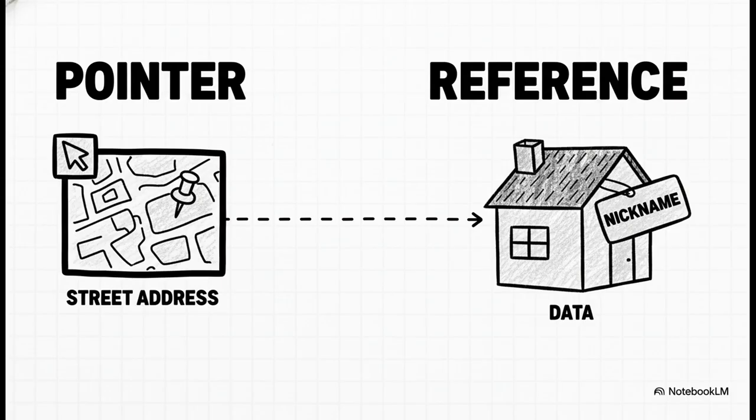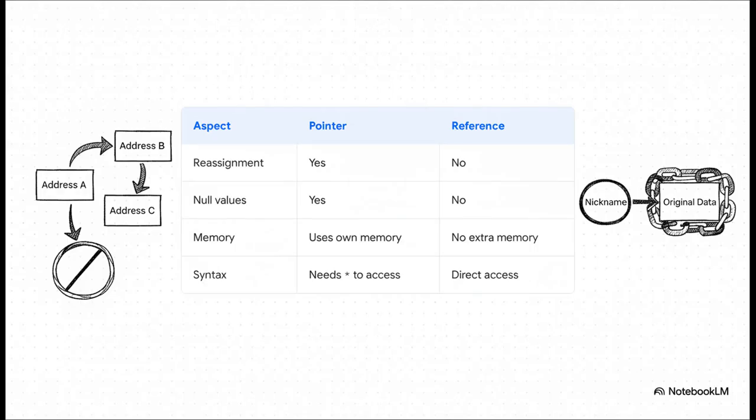And two of the most powerful tools for this are pointers and references. And I love this analogy. Think of a pointer as a variable that holds the street address of another piece of data. A reference, on the other hand, is much simpler. It's just a nickname for data that already exists. Let's break that down a bit more.